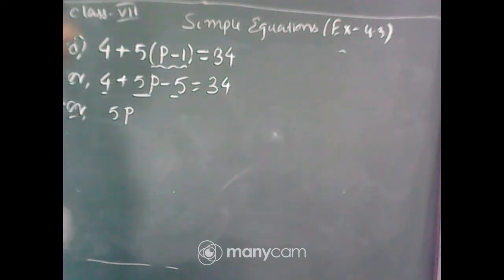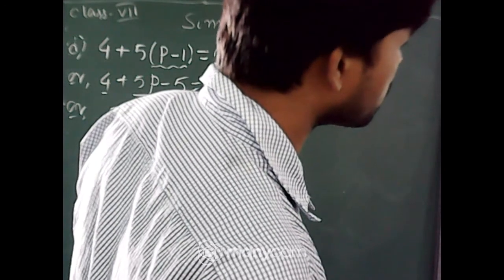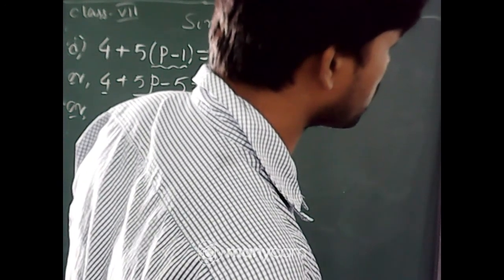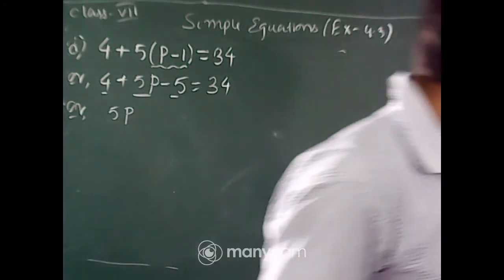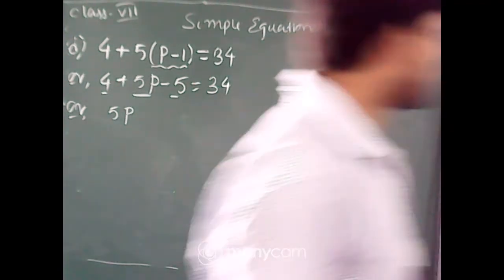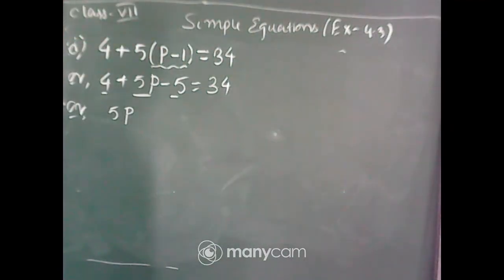Plus 4 minus 5. After which chapter will we do it? Means after completing this chapter. Yes, so the next chapter is lines and angles, so we'll do that one. Okay, first let this be completed, and then we'll think about starting a new chapter.